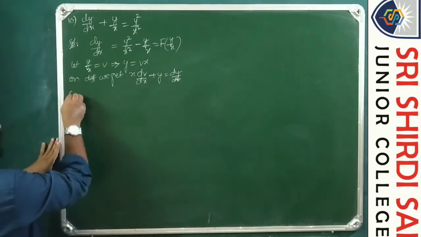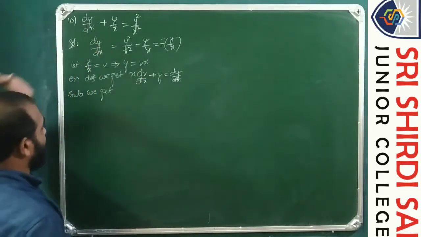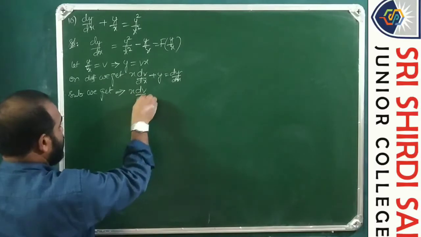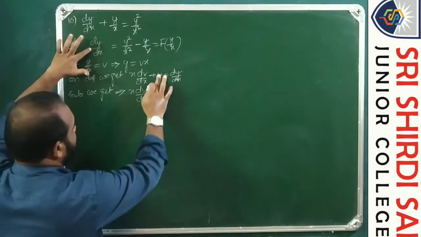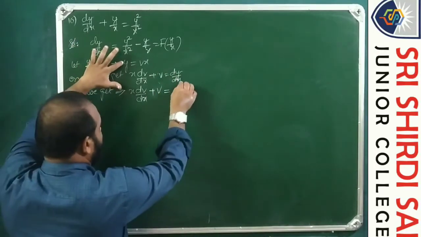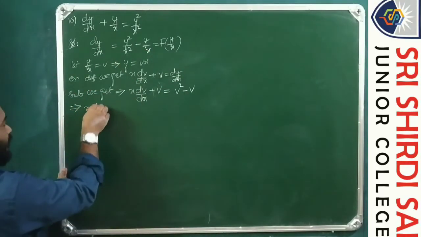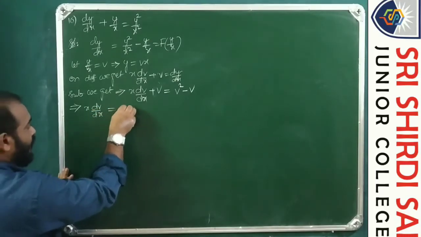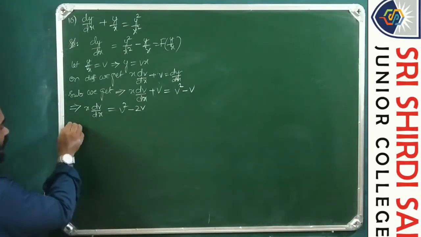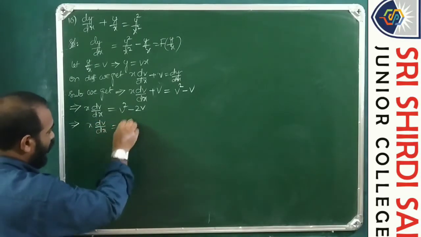Now substituting dy by dx in this, we get x dv by dx plus v is equals to y square by x square, which is v square, minus y by x, which is v. This is equals to x dv by dx is equals to v square minus v minus v. So v square minus 2v. This is equals to x dv by dx is v into (v minus 2), taking v in common.